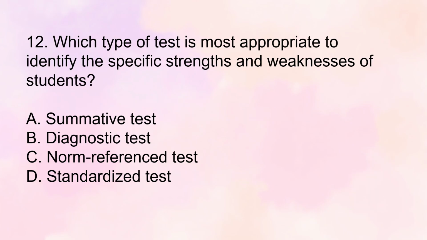Number 12, which type of test is most appropriate to identify the specific strengths and weaknesses of students? Letter A, summative test. Letter B, diagnostic test. Letter C, norm reference test. Or letter D, standardized test.